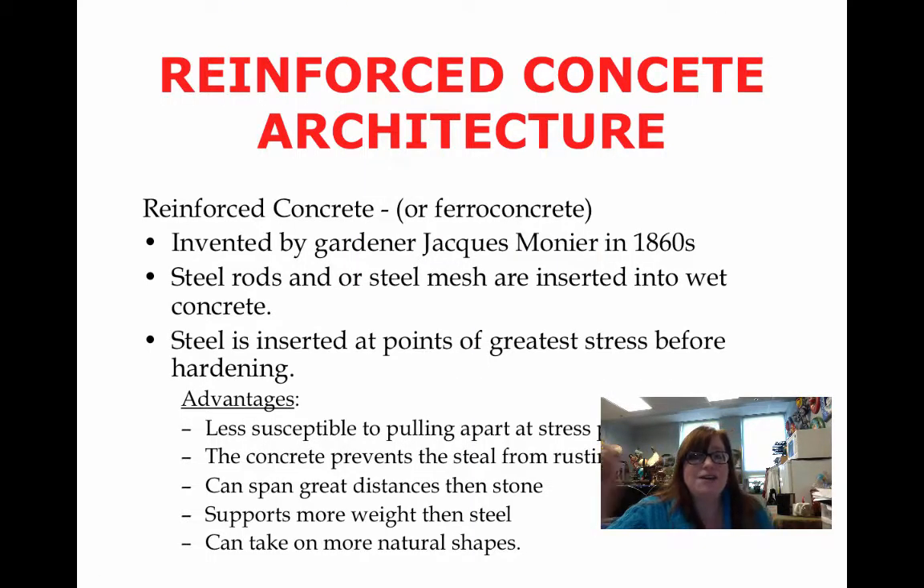So, reinforced concrete architecture is next. Reinforced concrete was originally invented by a gardener in the 1860s. He used it to strengthen his garden pots. Basically, you have steel mesh or steel rods inserted into wet concrete, and you can create great shapes with this. You insert the steel or the mesh into the concrete, shape it how you want, and then you let it harden. So the advantages are it's less susceptible to pulling apart at stress points, the concrete prevents the steel from rusting, it can span greater distances than stone, it supports more weight than steel, and it can take on more natural shapes.